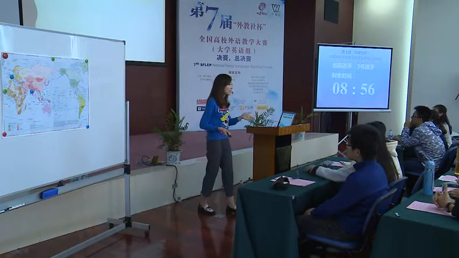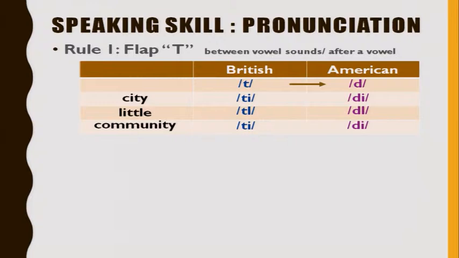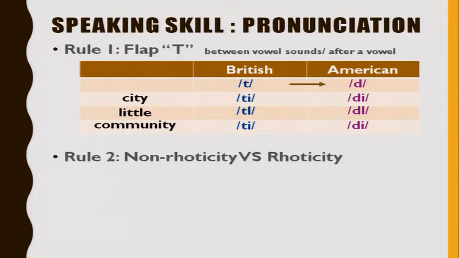Can you read after me? City. City. And how about American English? City. City. The second one, little. Little. And little. Little. Perfect. Last one, can you have a try? Yes, community and community. Perfect. Okay, and rule number two, non-rhoticity in Britain versus rhoticity in America.